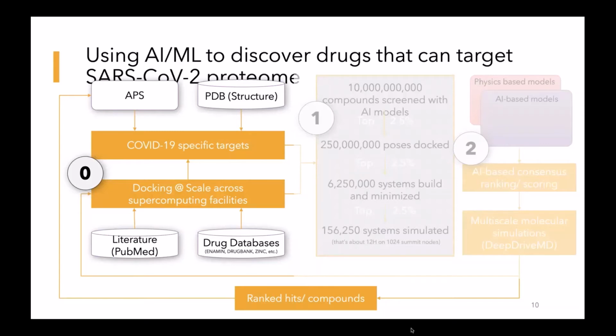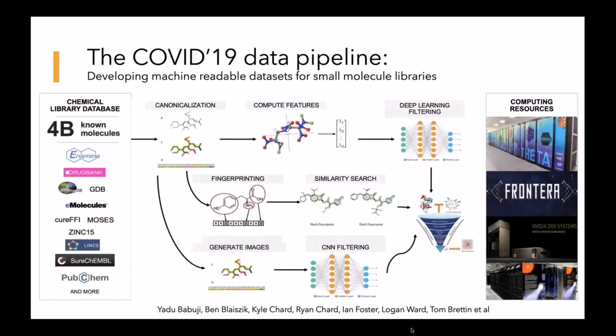So let's talk a little bit about how we are preparing the data itself. The data pipeline consists of developing what we call machine readable data sets for many of these small molecule libraries. We have about 4 billion known molecules that are all coming from these different data sets, including Enamine, DrugBank, BindingDB, eMolecules, and all these different places. What we have to do for each of them is to canonicalize them. So you basically get rid of all the formatting issues. You make sure that they are all represented in a similar way. Once you do that, you can compute fingerprints and do some similarity searches, which is, after all, one of the most important steps in finding compounds that are active.